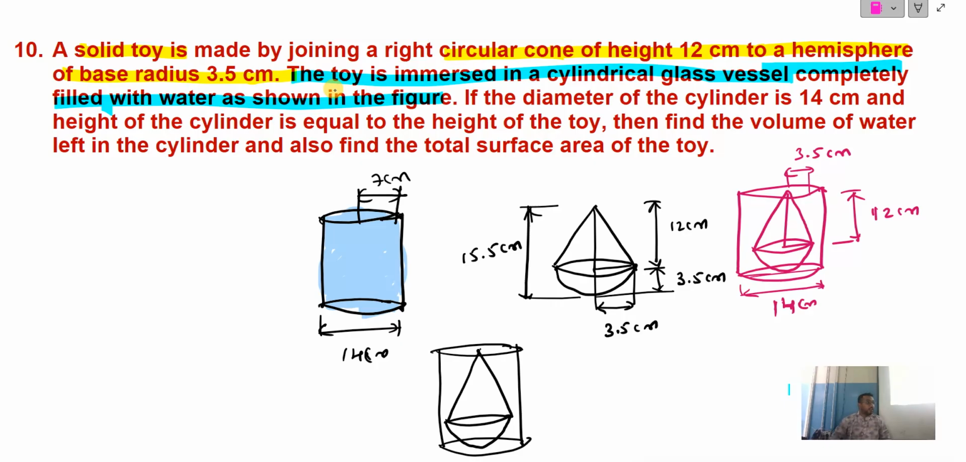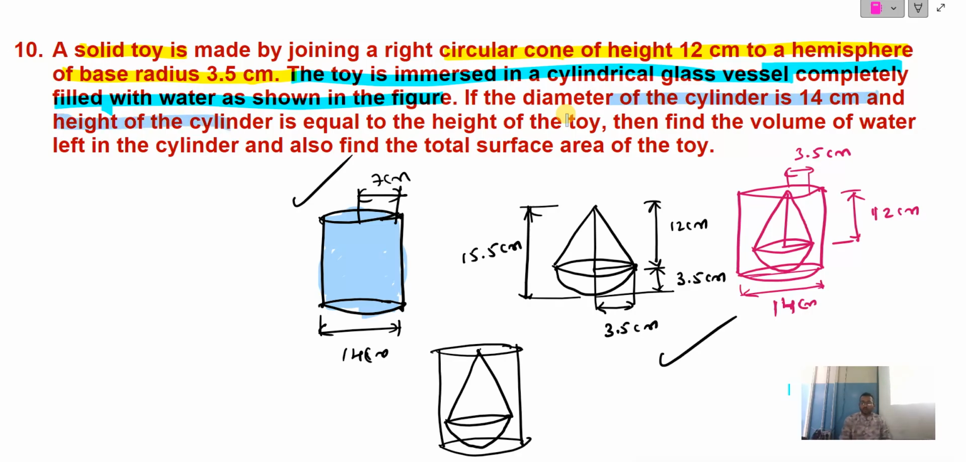Now what's happening? The diameter of the cylindrical vessel is 14, so the radius is 7. Now they are telling that the height of the cylinder is equal to the height of the toy. What is the height of the toy? 15.5 centimeter, as we have calculated just now. Then of course the height of the cylinder is also 15.5 centimeters. Both are equal.